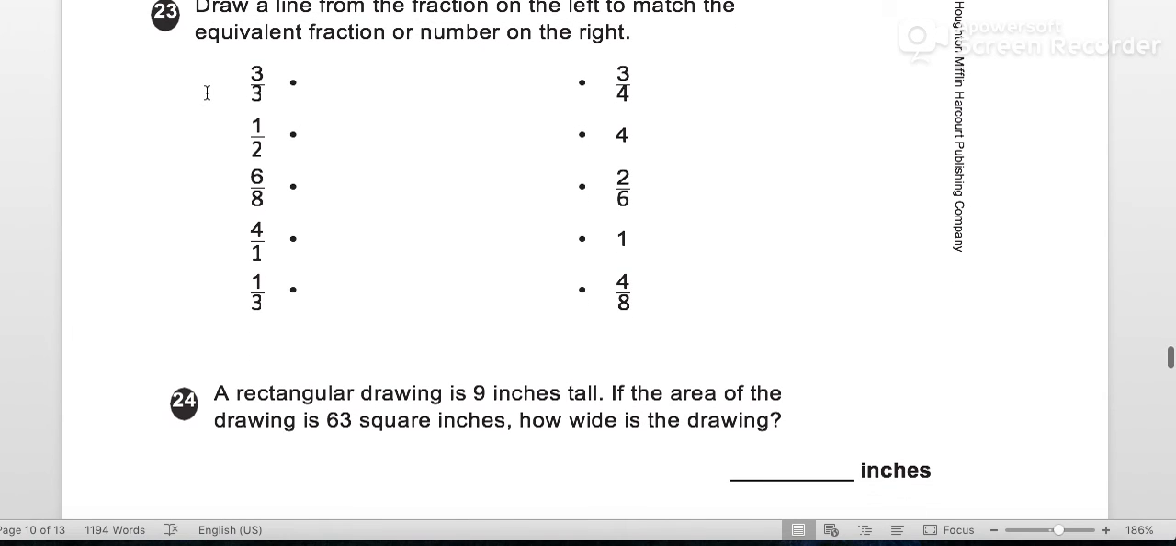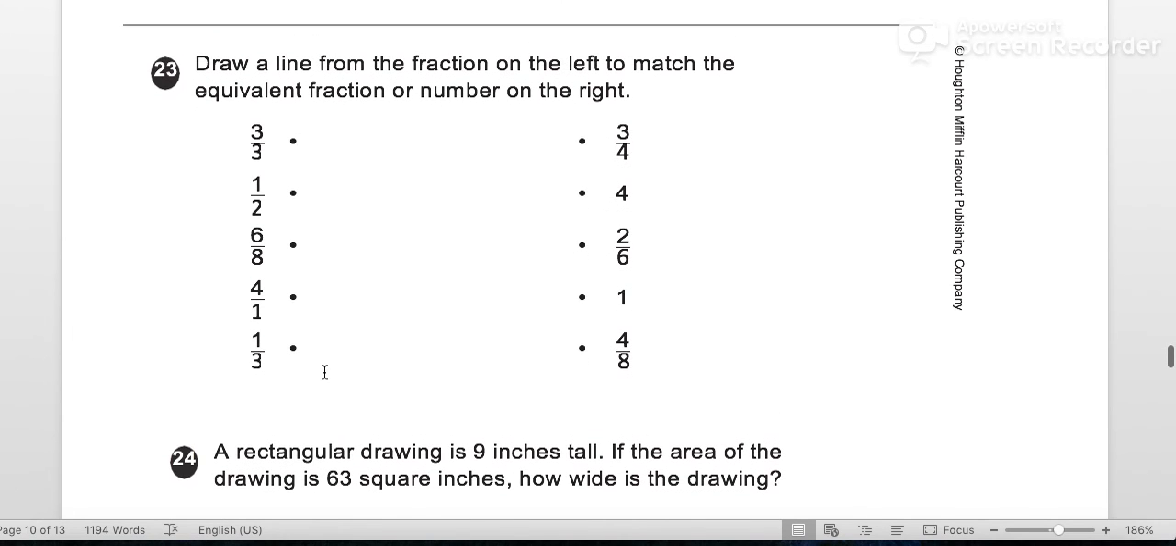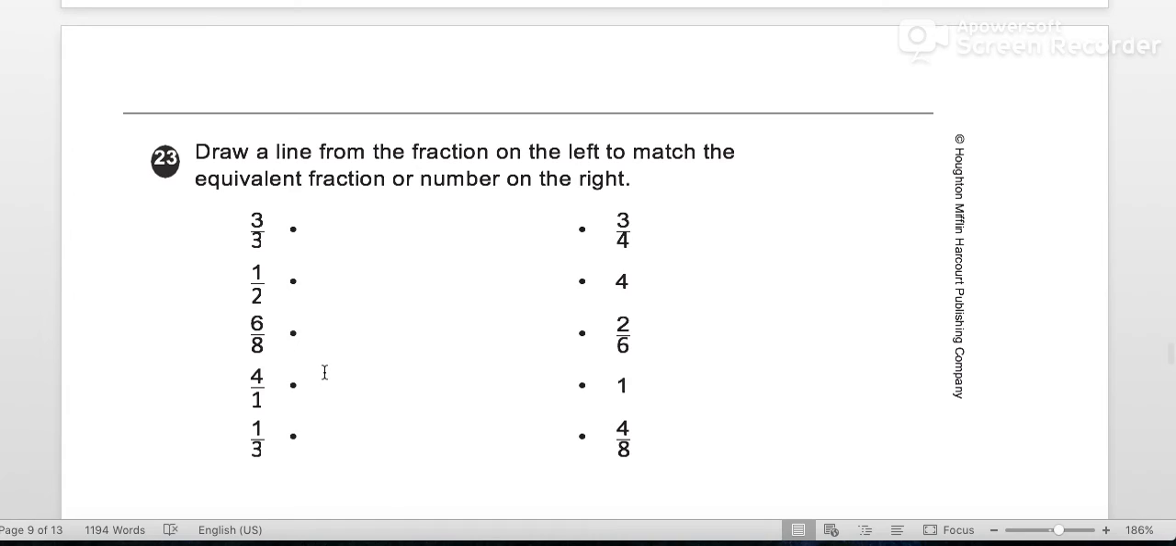So this is equivalent fractions. Equivalent, as you remember from class, means the same. So we're thinking about which fractions are the same. If you need to draw pictures, you can with those circle pie charts, or you could use boxes to represent that. But remember, it needs to be equal size pieces. Otherwise, it won't make sense.